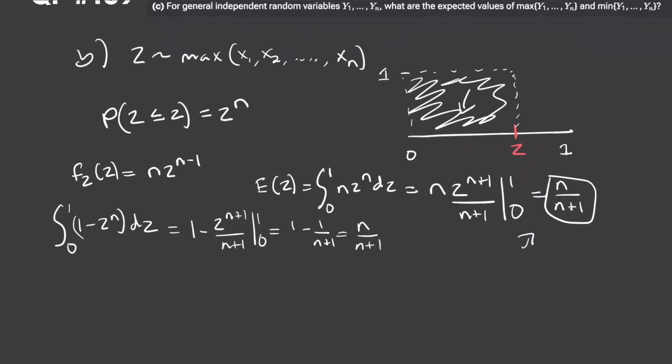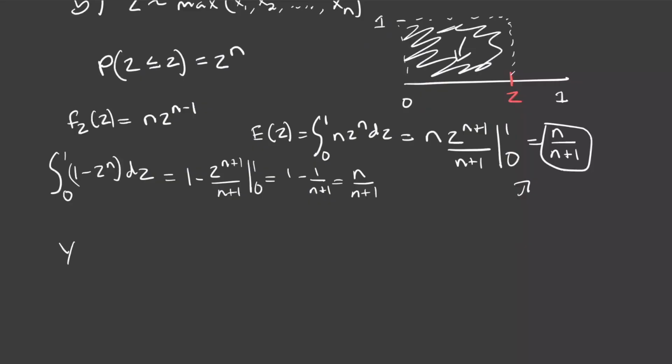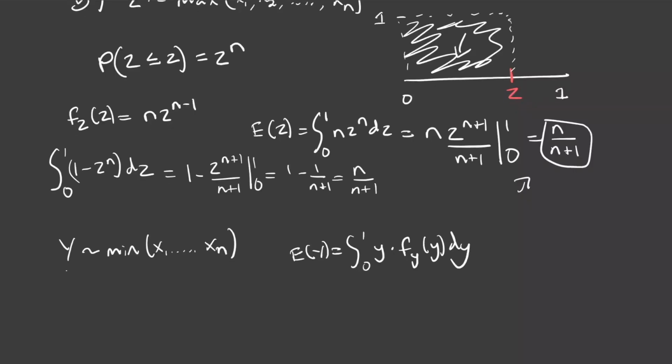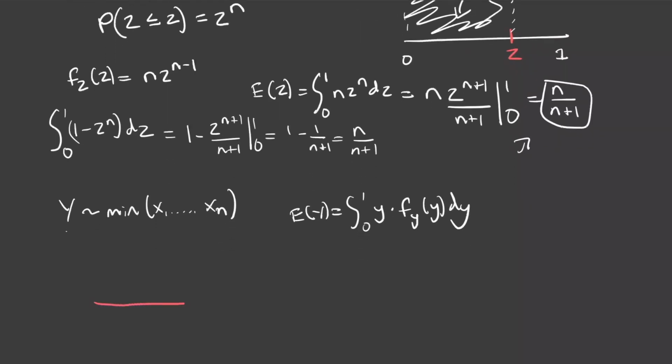So okay, now let's move on to finding the minimum. Let y be the minimum of x1 all the way up to xn, and let's see how we can do that. Again, to find the expected value of y, all we want to do is integrate from 0 to 1 over the possible values that y can take, of y times its PDF, which we need to find, dy. Again, I can use a similar trick. It's going to be easy to find the CDF for this, and then all I have to do is differentiate that to get my density.